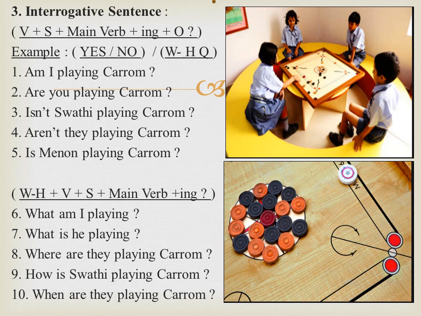The structure of interrogative sentence is verb plus subject plus main verb plus ing plus object. The first 5 examples are yes or no questions. The next 5 are WH questions. The picture below is a carom board with coins. Carom is very commonly played by families including children. It is an interesting indoor game.